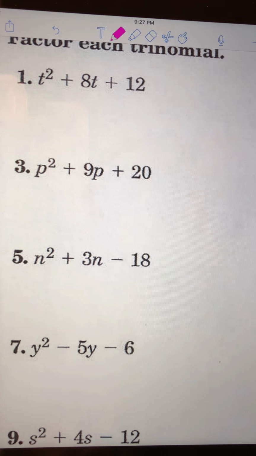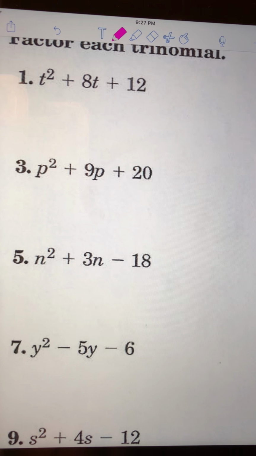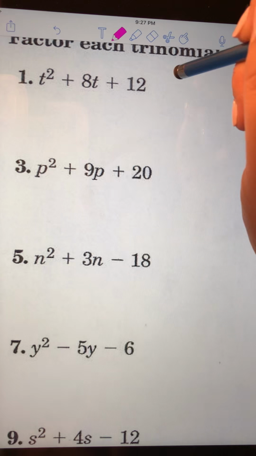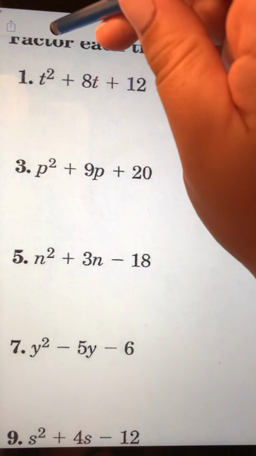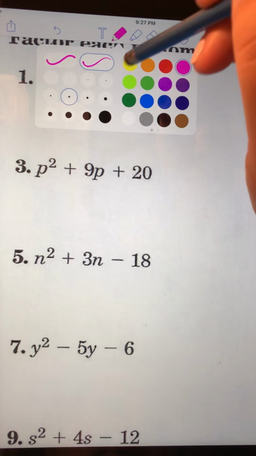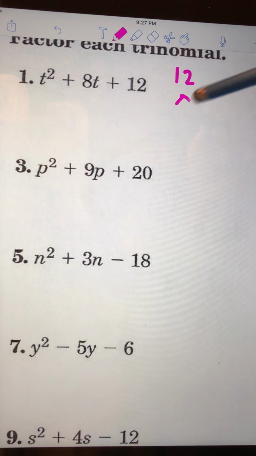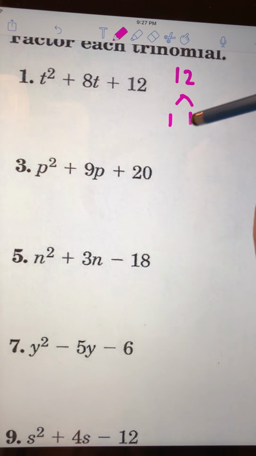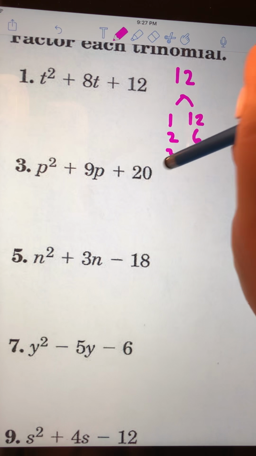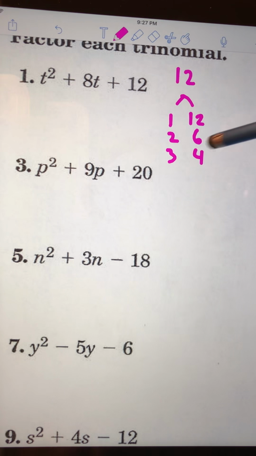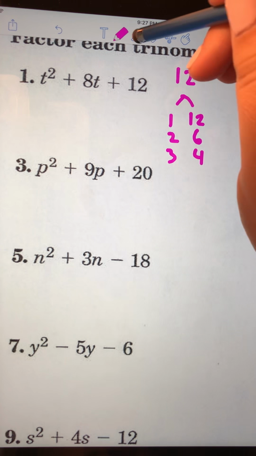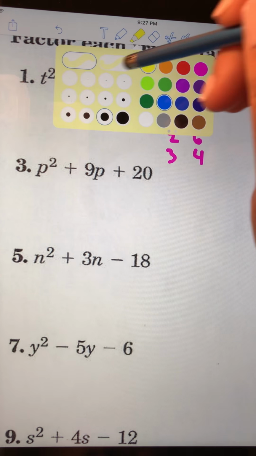But just as a reminder, if we want to use factors, what are factors of 12? We have 1 and 12, 2 and 6, 3 and 4. Okay, which of those numbers either add or subtract to give you 8? That will be these ones right here.